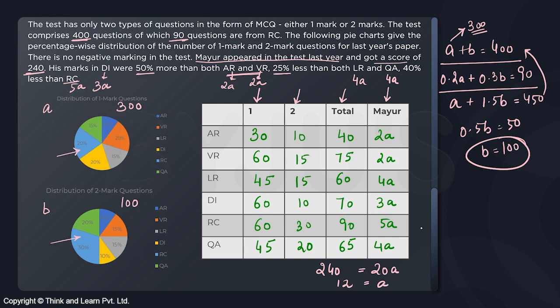And the moment I have the value of A, I have all these values, right? So 12 into 2 is 24, 12 into 2 is 24, 12 into 4 is 48, 12 into 3 is 36, 12 into 5 is 60, and 12 into 4 is 48. So now we have almost all the data to answer our question. Let's start doing the questions now one by one.